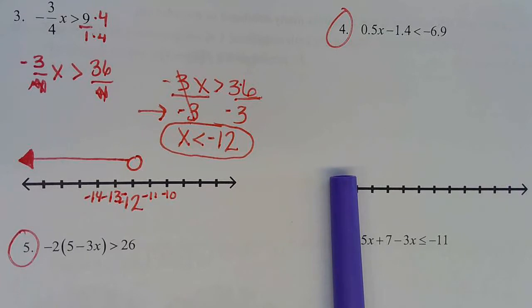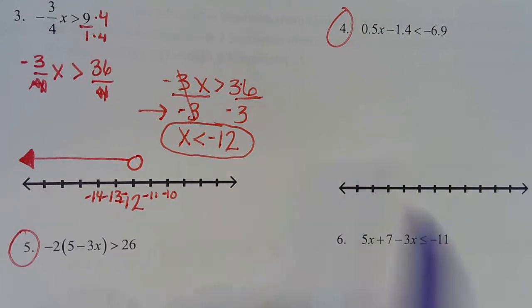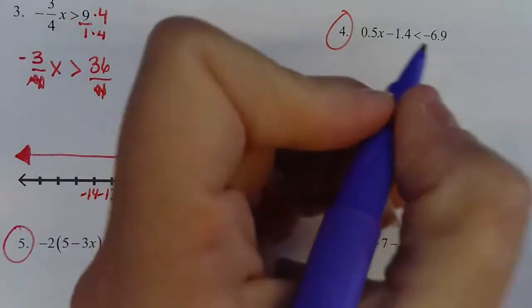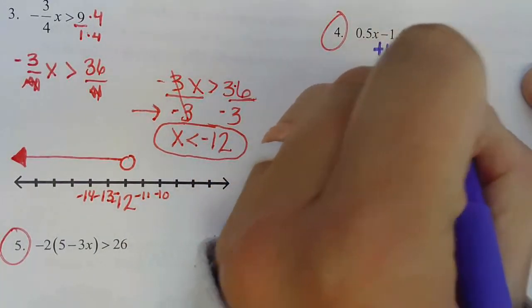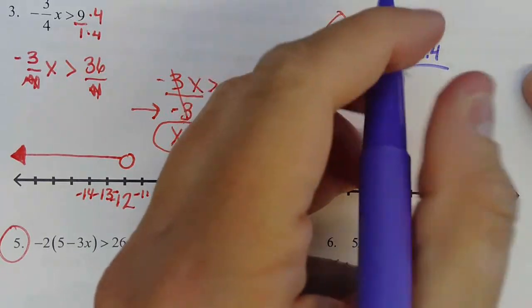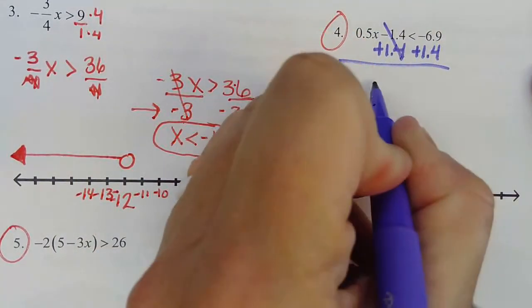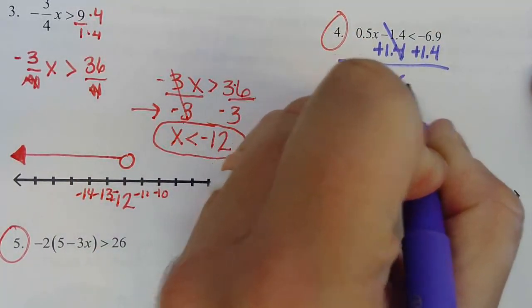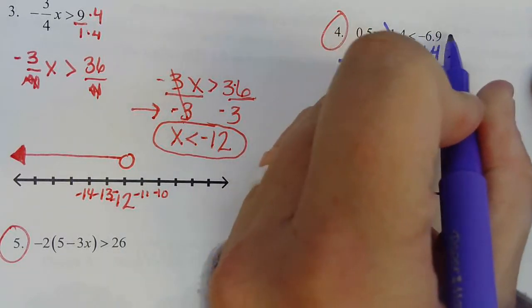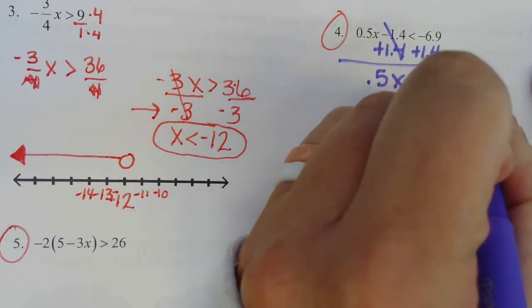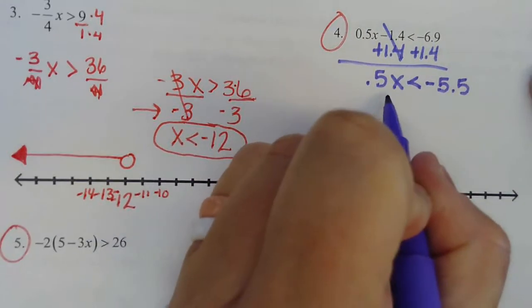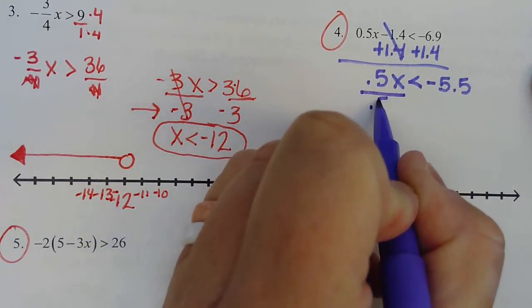All right, let's start with number 4. So for number 4, you should have added 1.4 to both sides. So I'm adding 1.4 so I don't have to worry about flipping my inequality. So then I have 0.5x is less than negative 6.9 plus 1.4, which is negative 5.5. Then to solve for x, I would divide by 0.5.